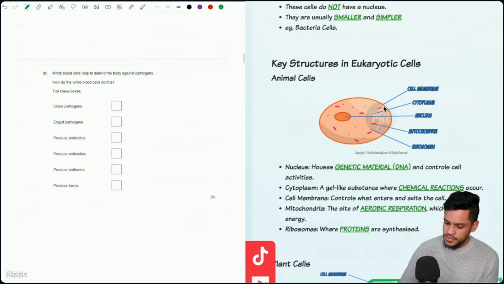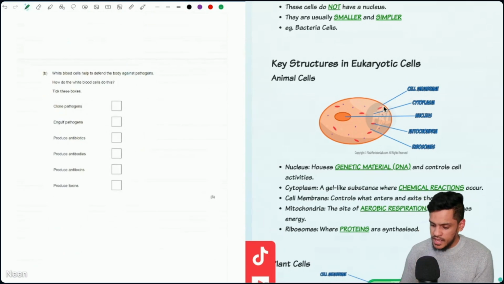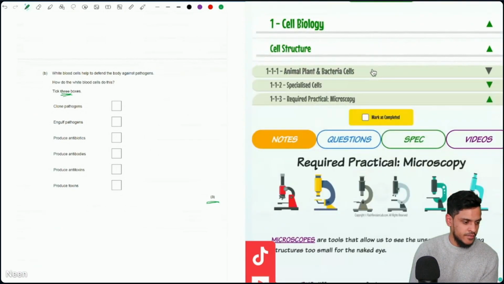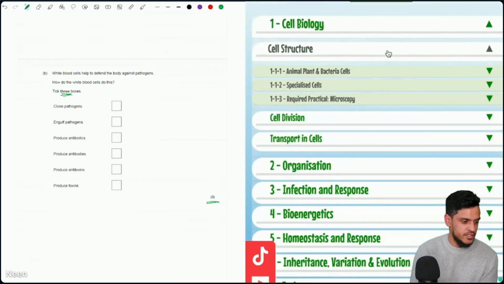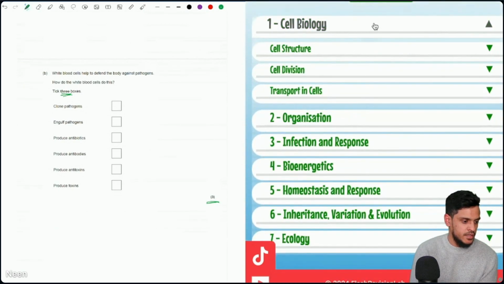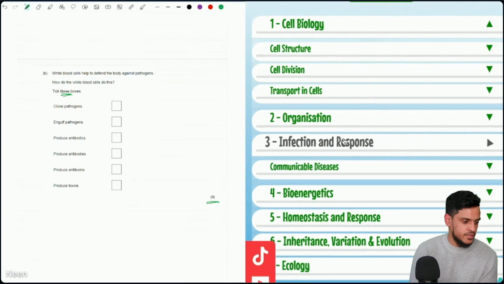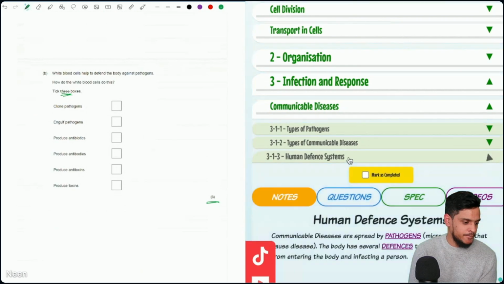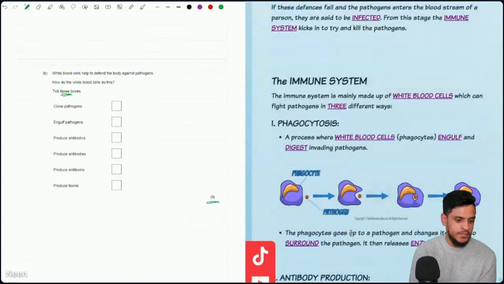White blood cells help to defend the body against pathogens. How do white blood cells do this? You got to look carefully. It says 3 marks. It says tick 3 boxes. Anyone know what the answers are? How do white blood cells fight against pathogens? I'll get the notes up while you guys tell me the answer. If you know the answer, there's 3 boxes you need to tick. So on my website, let me go on infection and response, communicable diseases, and here, the immune system.